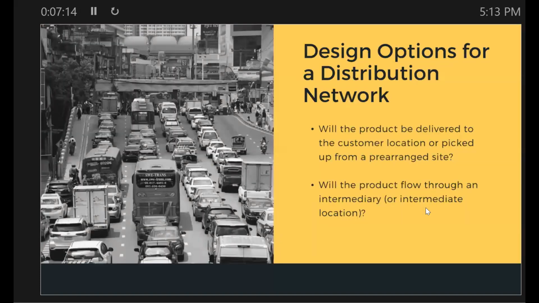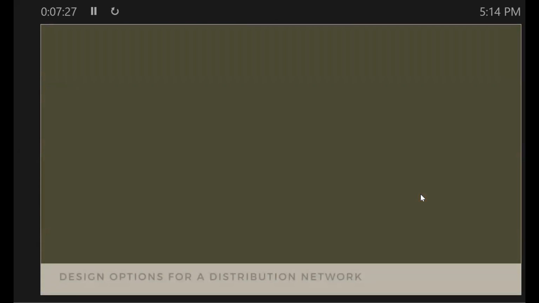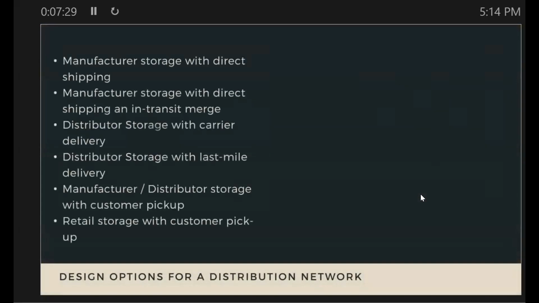So for the design options for distribution network, there are two key decisions to take into consideration. Will the product be delivered to the customer location, or will the product flow through an intermediate location? There are different options for a distribution network. These are the following: manufacturer storage with direct shipping, in-transit merge, carrier with delivery. I'll discuss these one by one later.